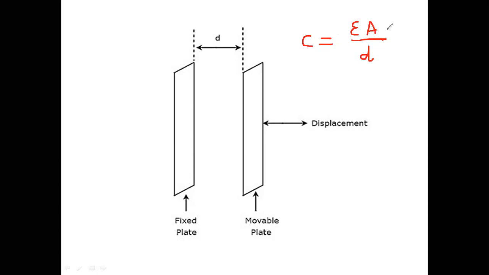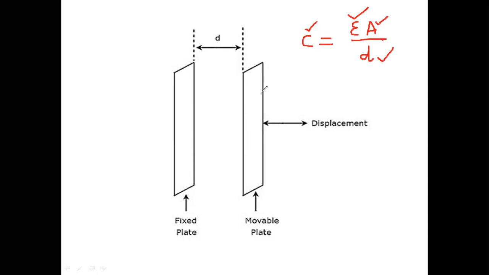C equal to epsilon A by D. So the capacitance will vary with the change in dielectric material, change in overlapping area of plates, or change in distance between the two plates. Here this is a fixed plate and this is a movable plate. I'm attaching this movable plate to whatever object whose displacement I want to measure.